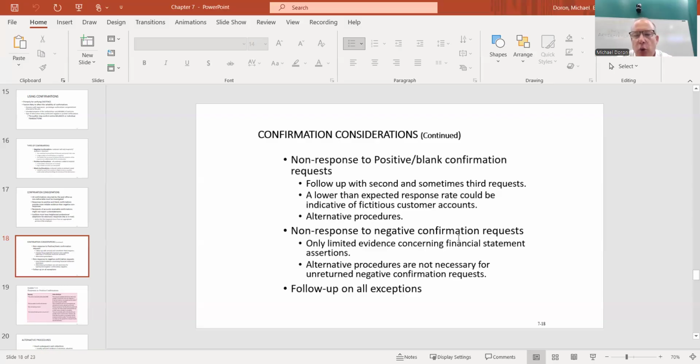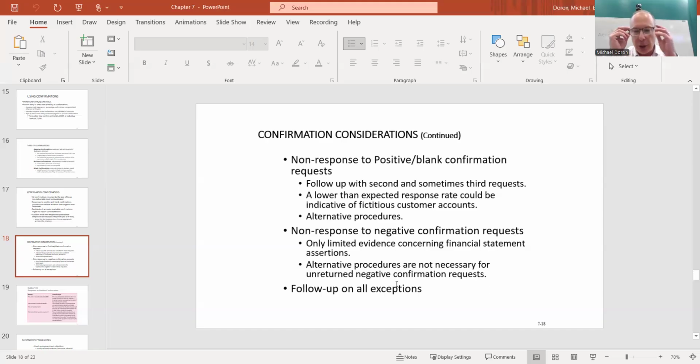A non-response to a negative confirmation request is only limited evidence concerning financial statement assertions. So, like we said, when you send out the negative one, you say only respond if there's a problem. So, if they don't write back, you don't know if it's because it's correct or because they didn't bother to write back. Alternative procedures are not necessary for unreturned negative confirmation requests. They said when positive or blank are not returned, you want to follow up. With negative, it's not necessary.